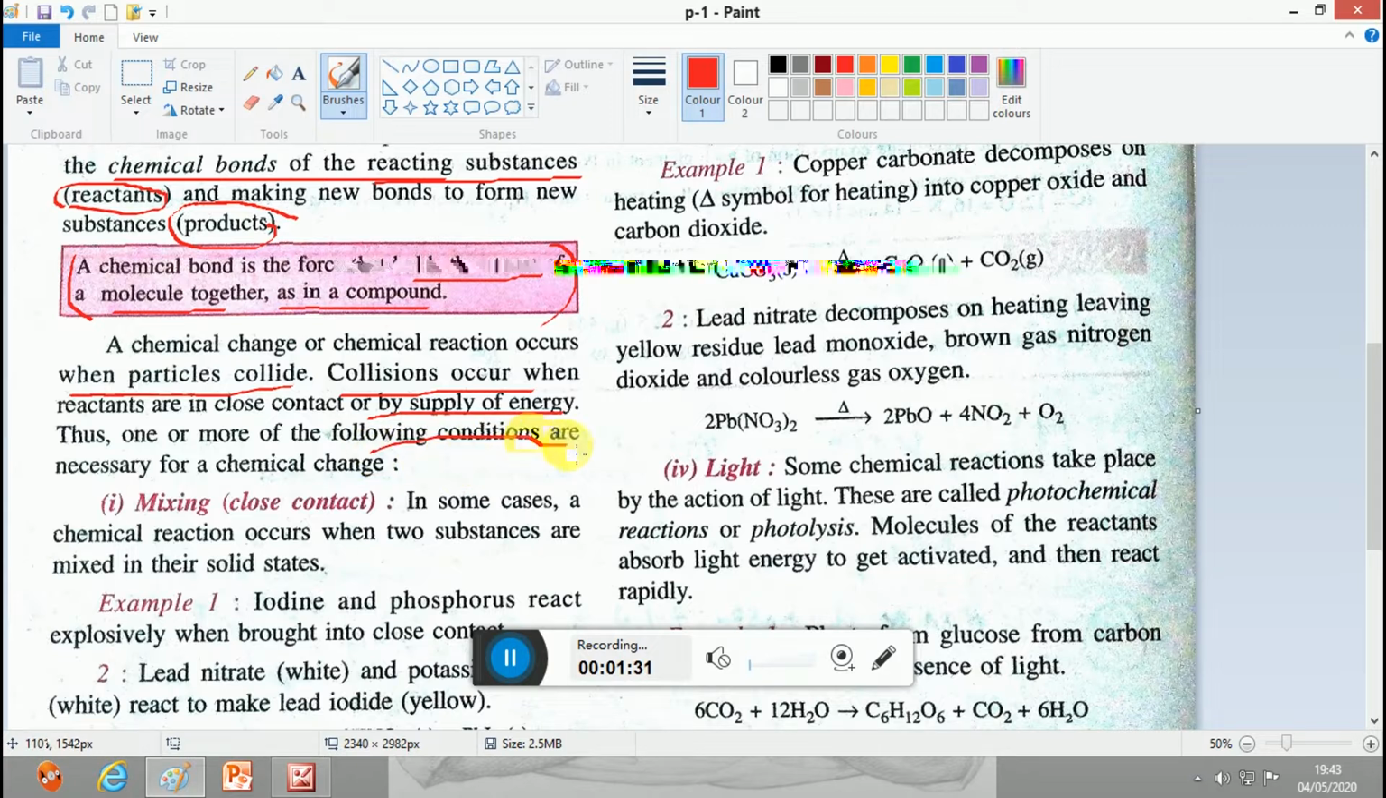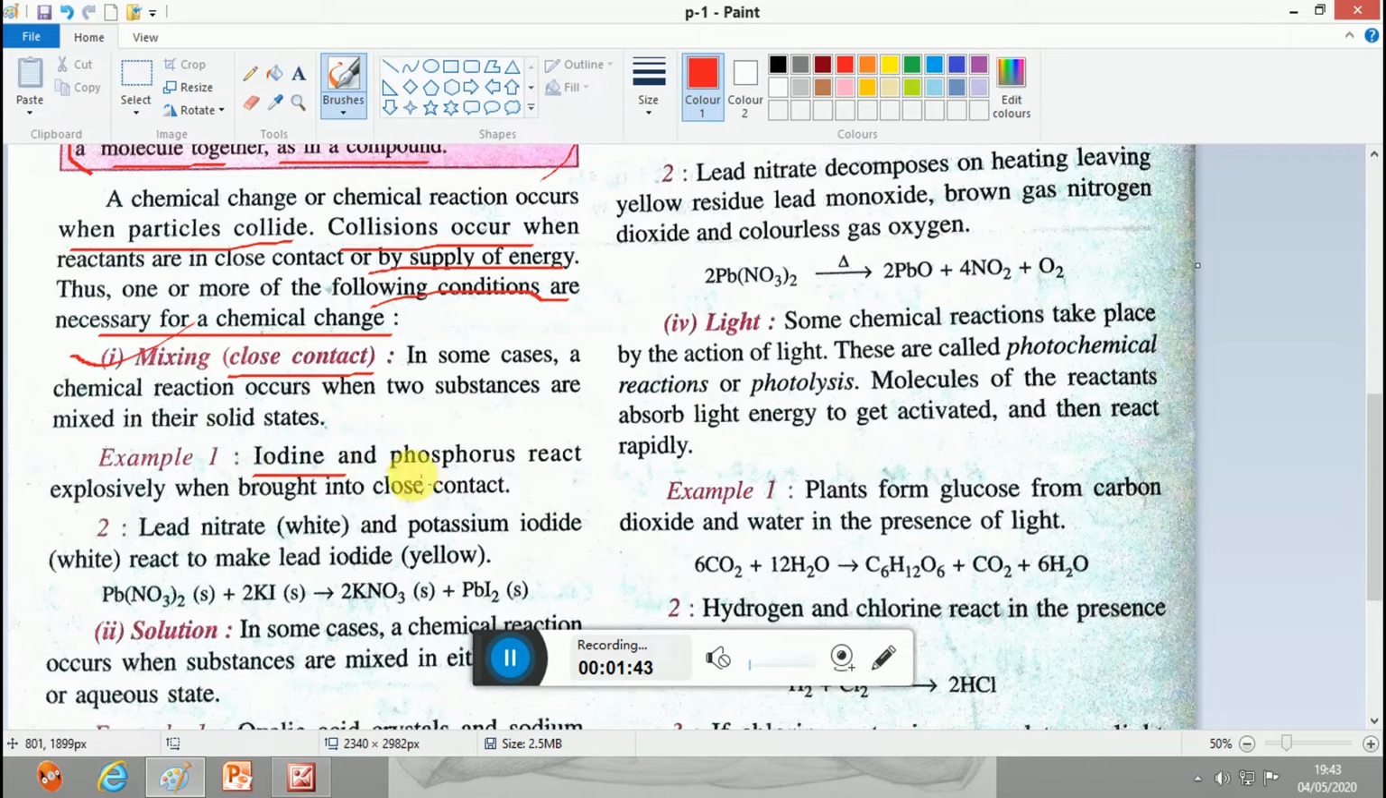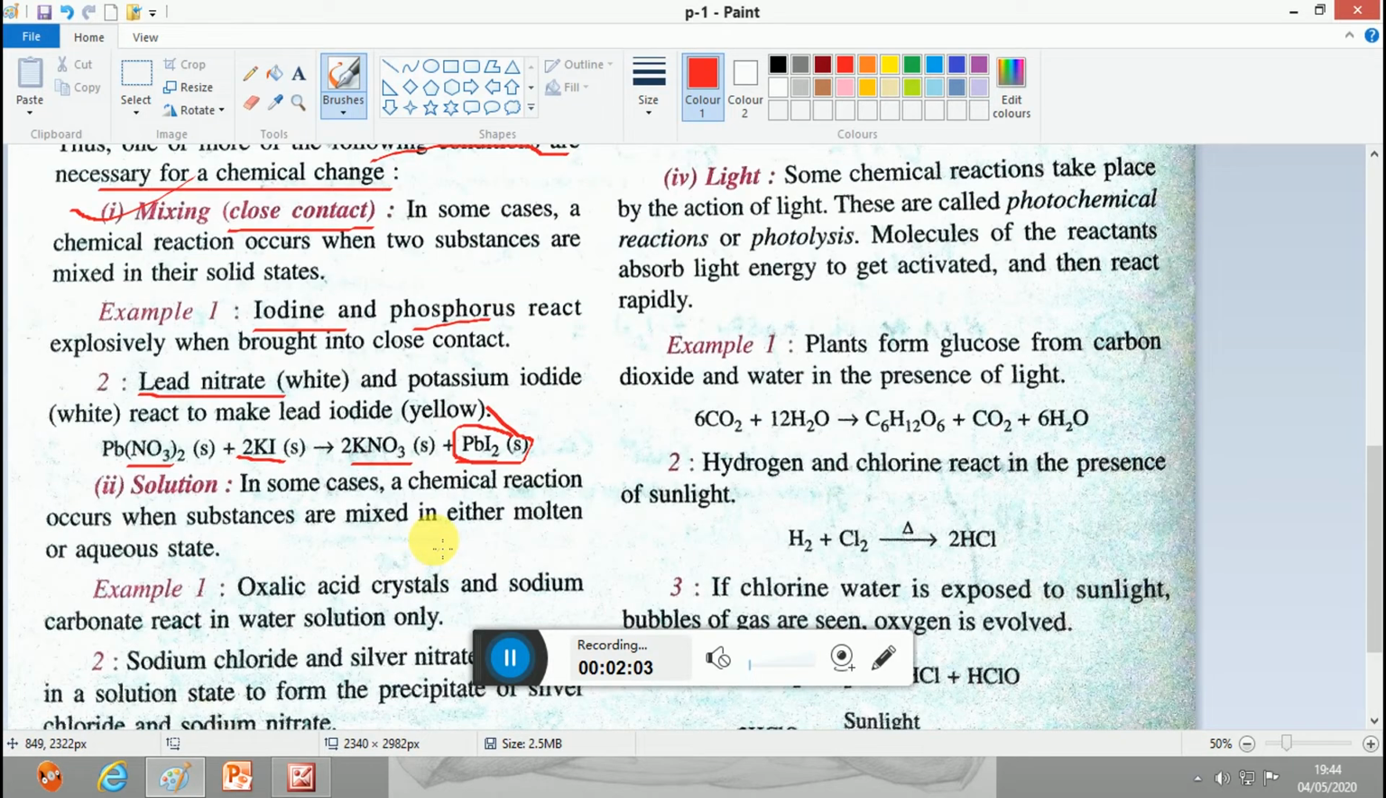A few conditions are required for these chemical changes. First is mixing, that means close contact. This is only for effective collisions. For example, when iodine and phosphorus react explosively, they are brought in close contact. Lead nitrate reacts with potassium iodide to form lead iodide and potassium nitrate. This is the lead iodide, which is yellow in color, and potassium nitrate is formed.